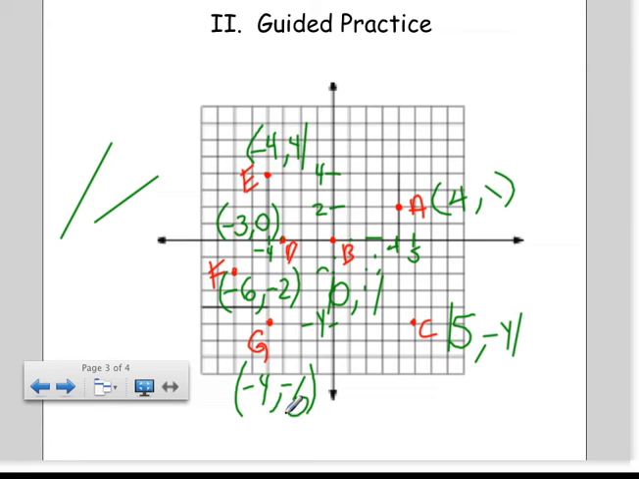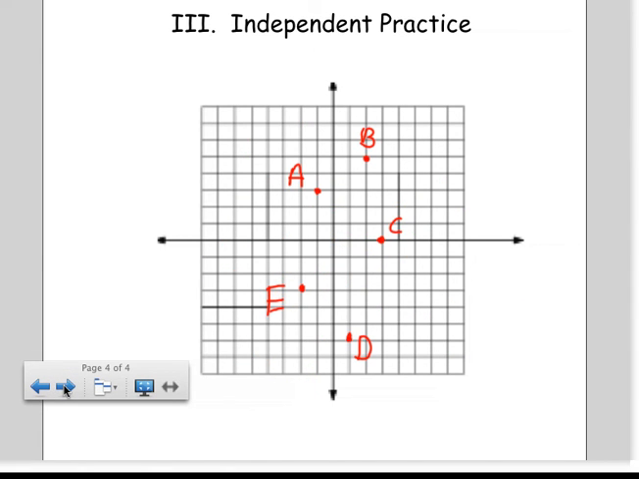Now it's a chance to check independently. So here's your independent practice. I would like you to identify these 5 points, writing the coordinate pairs for these 5 points. If you label these 5 points correctly, you should be ready to take Objective Assessment 3B.1.